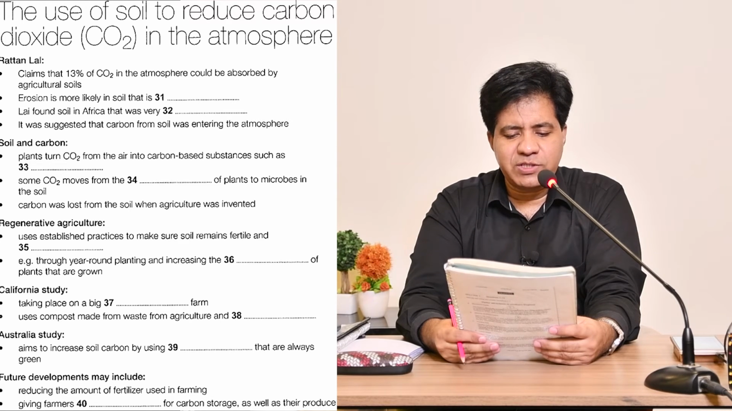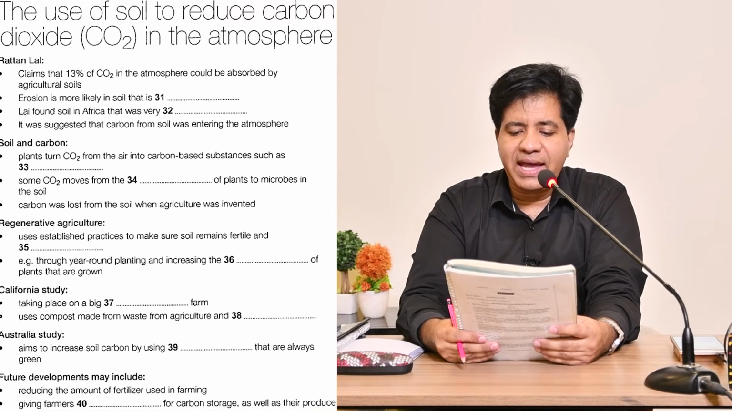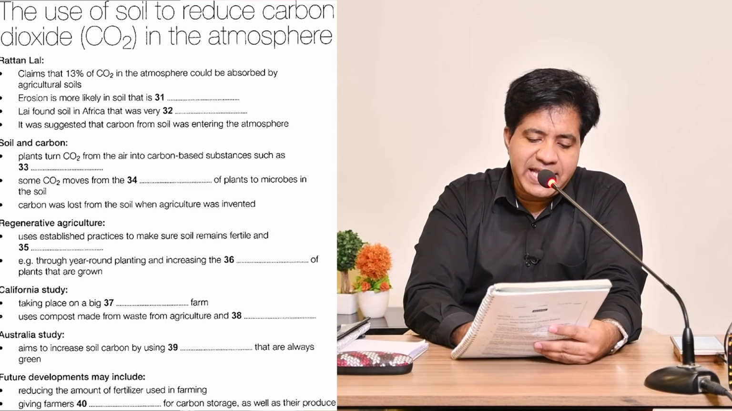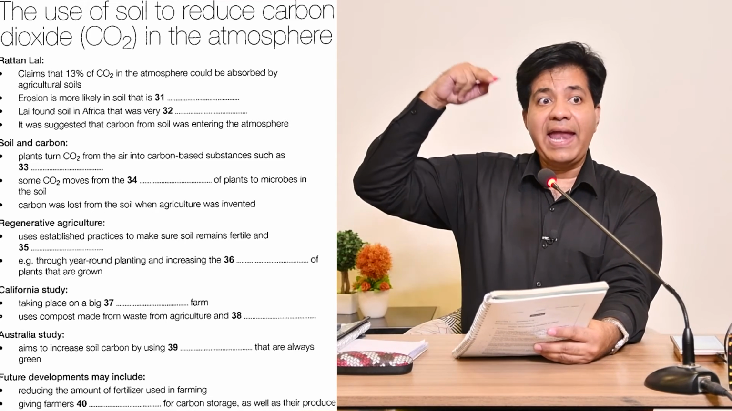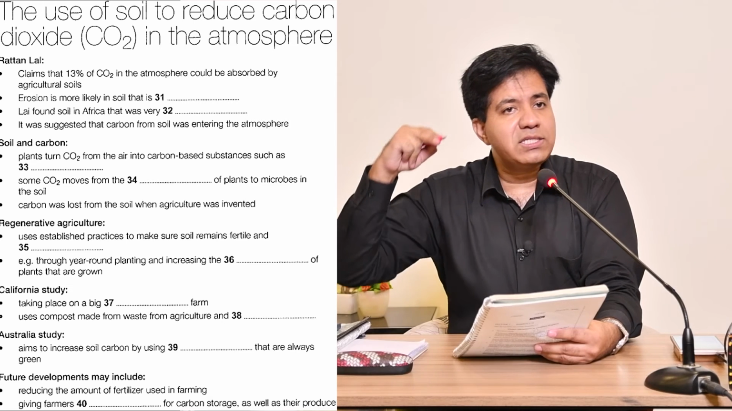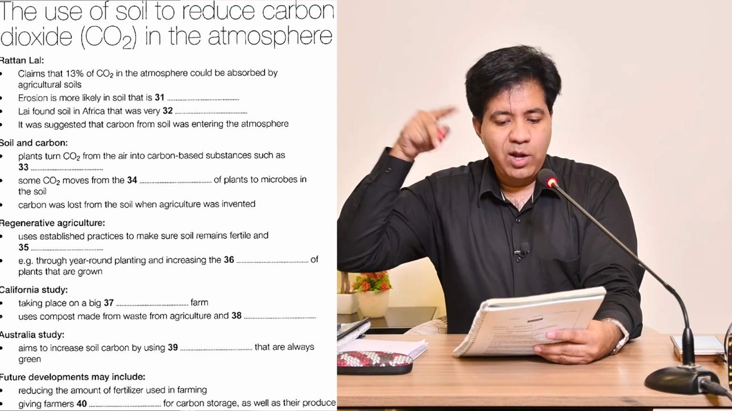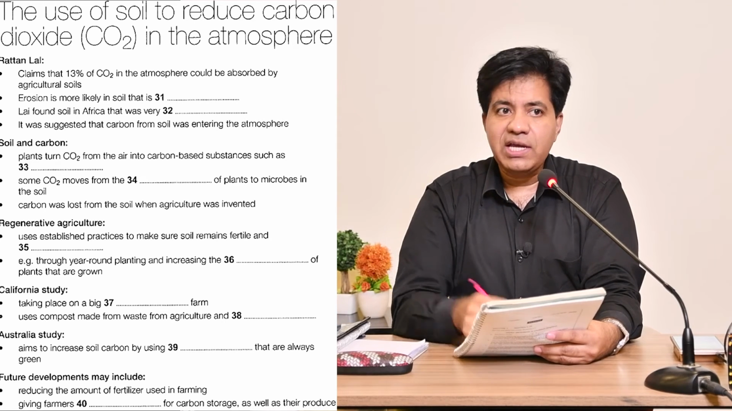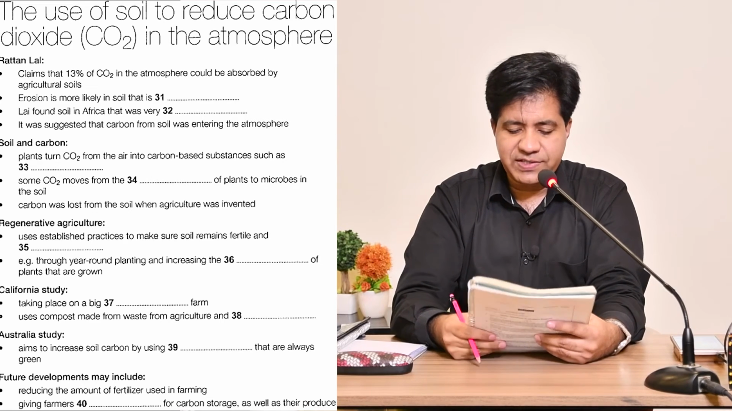Uses compost made from waste from agriculture. Now it is agricultural waste and another type of waste. So the answer is going to be the second type of waste. One waste is agriculture waste and second waste, now they will tell us what is that waste.